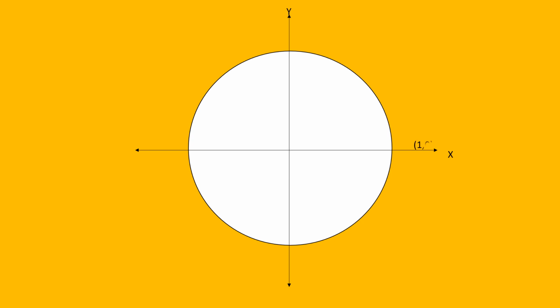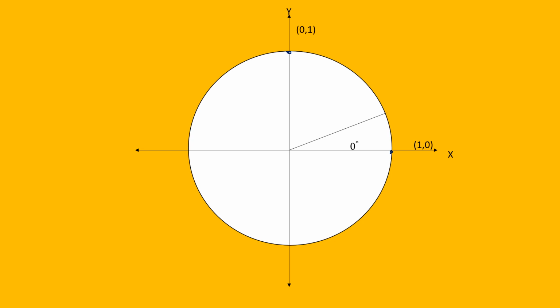What will be the point over here? It is 1 comma 0. And what is the point over here? It is 0 comma 1. Yes, now when the point is over here, it is 0 degree, which we already defined. So what is the value over here? It is 1 comma 0. Now what is the value over here?